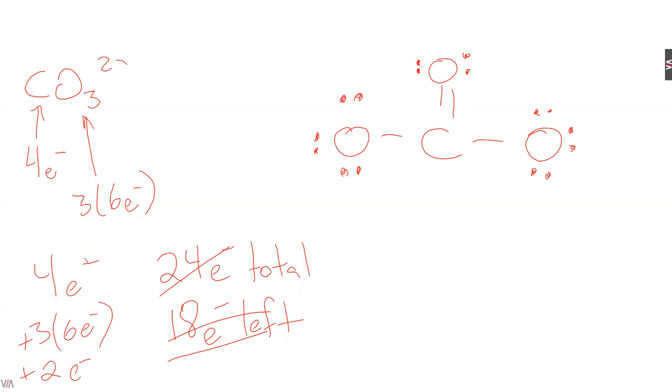Right, so how many electron domains do we have around this carbon? Three. You have three electron domains. That double bond only counts as one electron domain because they're both in the same spot.